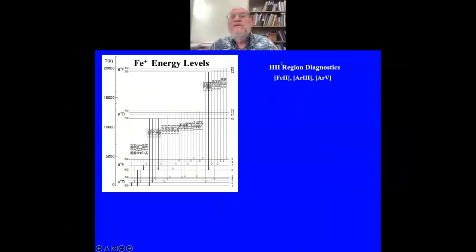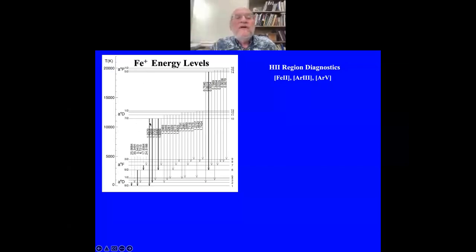I want to talk about H II region diagnostics for just a minute. If you can get the electron density and the electron temperature, that gives you the thermal pressure, which is an important boundary condition for the PDR. And Fe+ looks to be promising to do this with using JWST observations, because many of these transitions are within the JWST bands. So this is Fe+ energy levels as a function of temperature above ground.